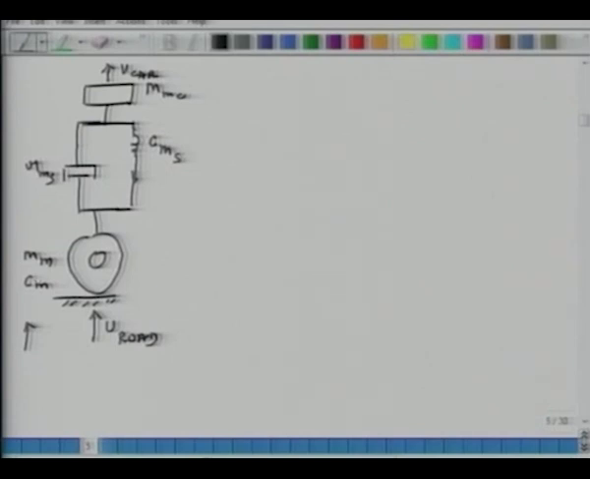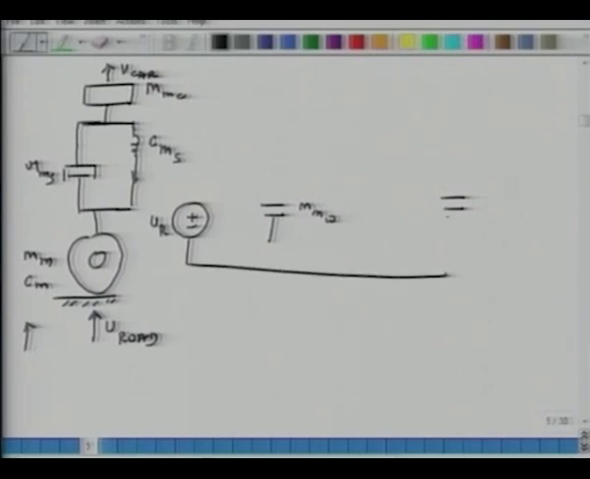So we will construct a mechanical circuit for this. So again, this is my excitation, which is acting like a voltage source. So I call it UR. And then I have two masses. The first mass is the mass of the wheel. So I make it MW. I will connect it to ground. The second mass is the mass of the car, MC, and again ground it.